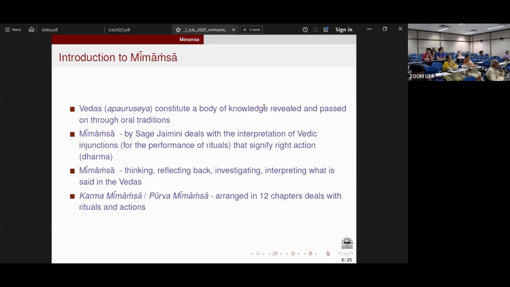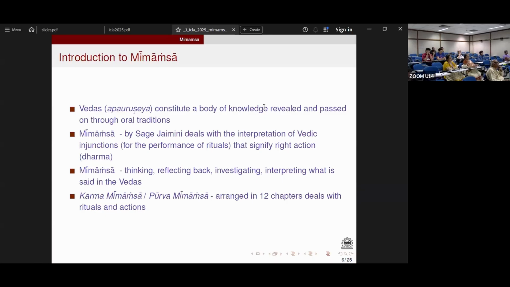And the Vedas are considered to be apaurusheya, right? Apaurusheya meaning that it is not done by any purusha, by any human being. So it is not created by a human being. It is supposed to exist forever, so it's nitya, it has always been there. It's a body of knowledge that has been revealed and passed on through oral traditions, as has been with our Vedic tradition.